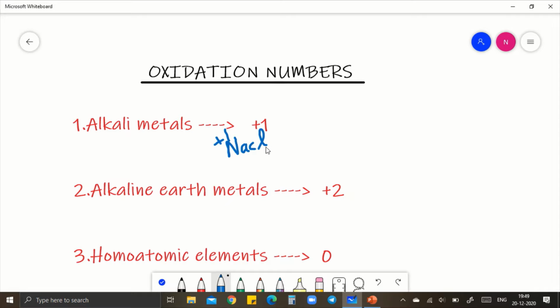Coming to halogens like fluorine, chlorine, bromine and iodine, they exhibit -1 oxidation state. The oxygen family exhibits -2. And when we go from right to left, it goes -1, -2, -3. So all alkali metals exhibit +1 oxidation state and the halogen family exhibits -1 oxidation state.